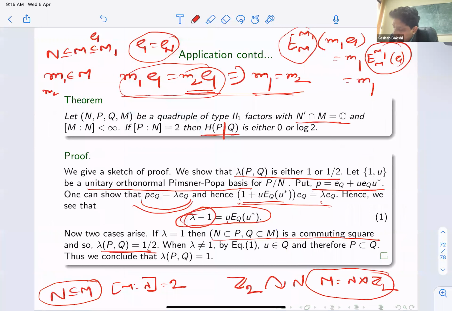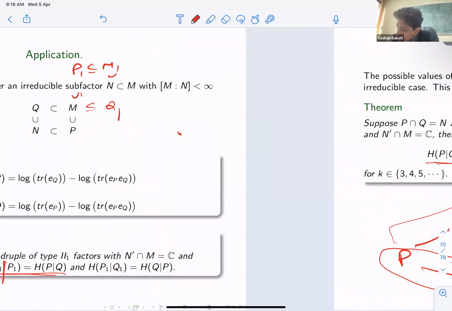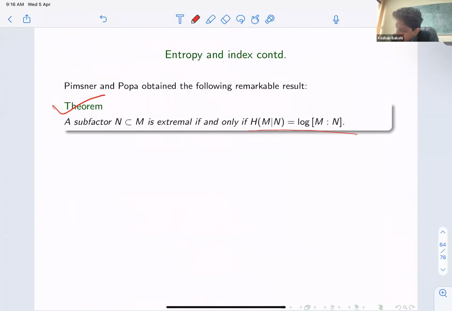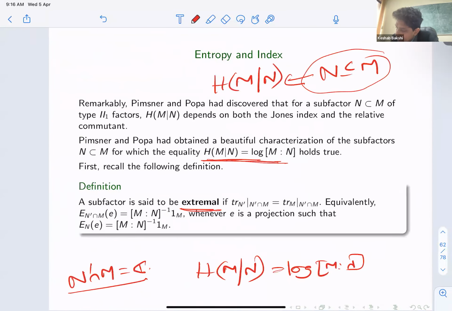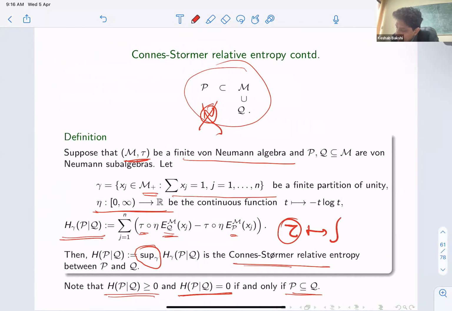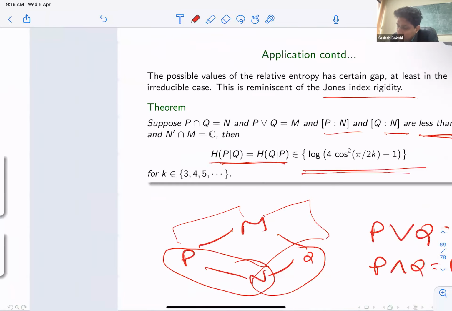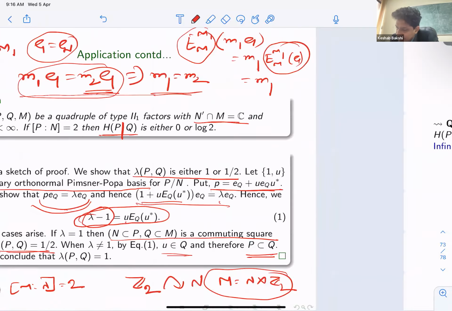And if lambda is not equal to 1, then u is a unitary and u will be inside Q. So ultimately P will be a subset of Q. And remember, if P is a subset of Q, then entropy will be automatically 0. See? In the definition of entropy, H(P given Q) is 0 if and only if P is a subset of Q. So these are the two possibilities. This is just an application of whatever we have done.